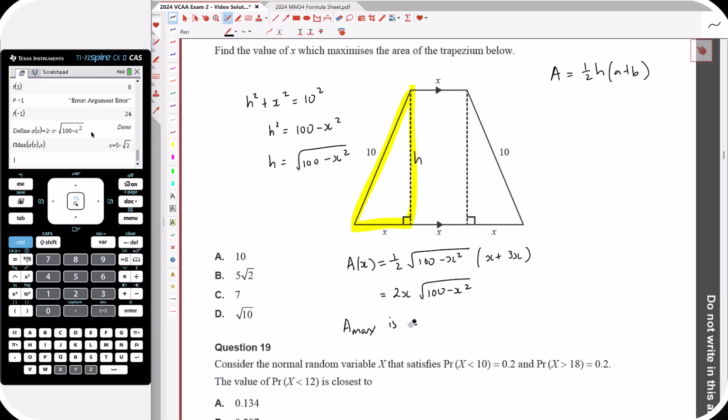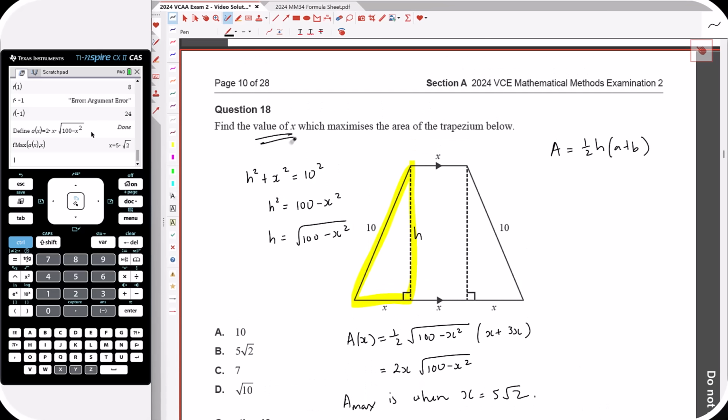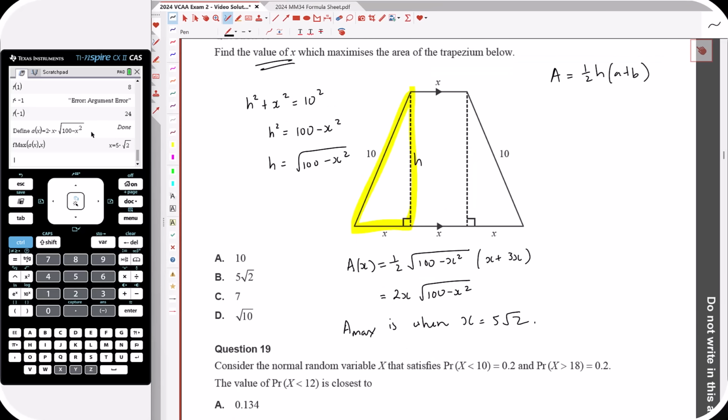maximum area is when x equals 5 root 2. Now the question asked us for the value of x. So if the question asked you for the maximum area, you'd then need to go on and put that value back into your area equation, and that would be the option you'd be looking for.